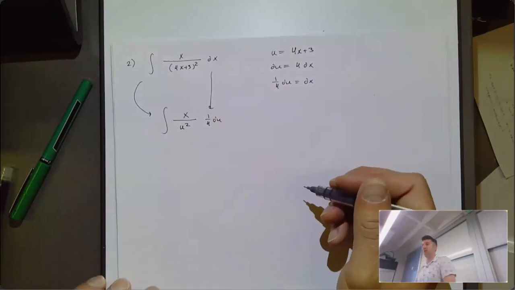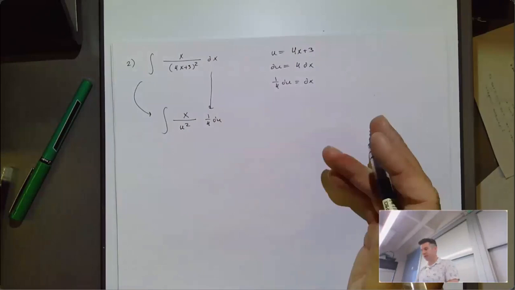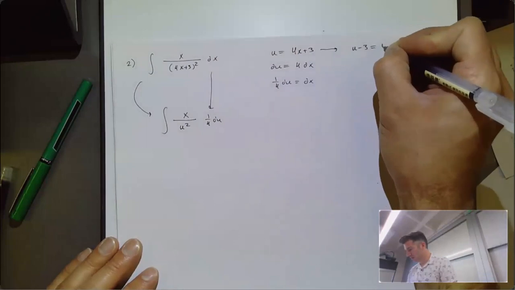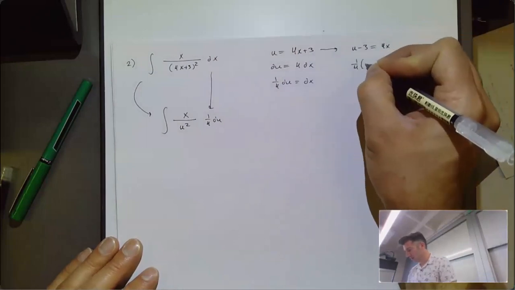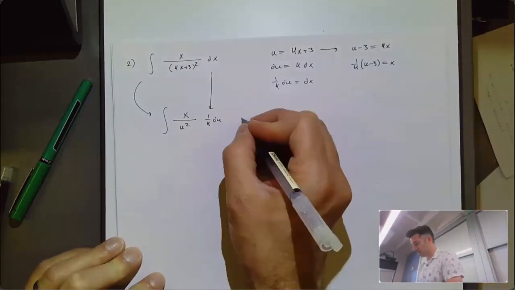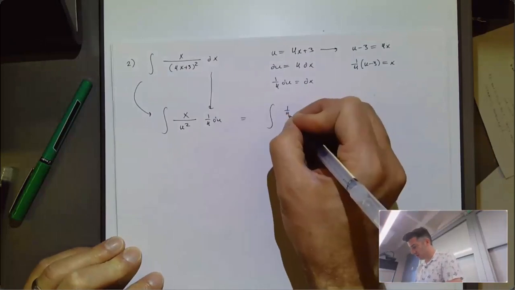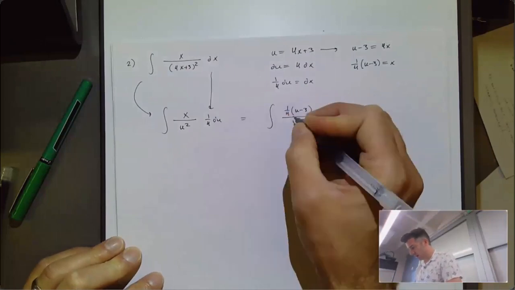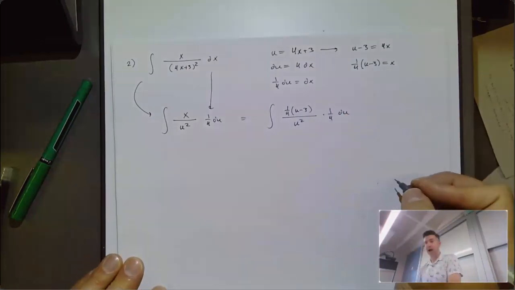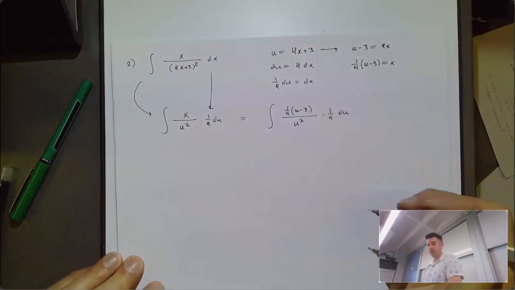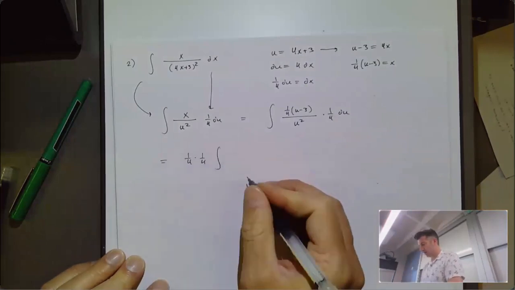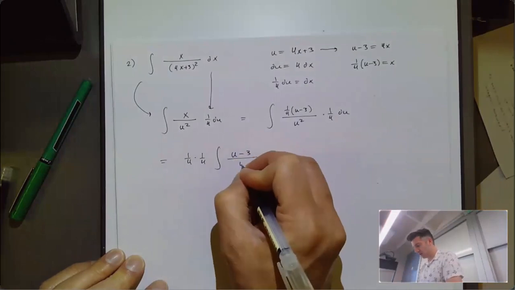Right? If you're doing a u sub and you have leftover x's that don't seem too terrible to deal with, usually taking this u and solving for x works. So u minus 3 equals 4x, and then 1/4 times u minus 3 is equal to x. That's what we're going to plug in for x. So this is going to end up equaling the integral of 1/4 times u minus 3 divided by u squared times 1/4 du. I would bring out both multiples of 1/4. So I'm going to write this as 1/4 times 1/4 times the integral of u minus 3 over u squared du.